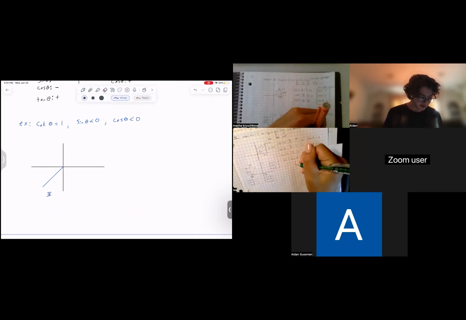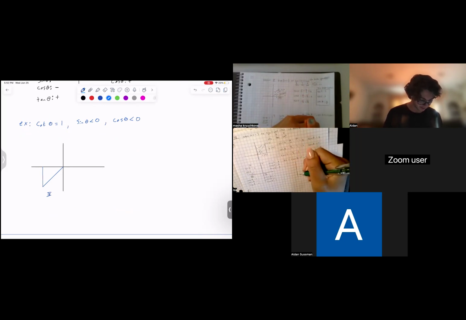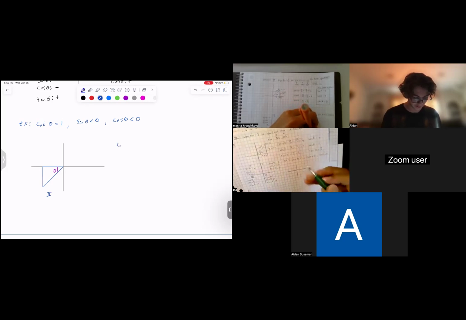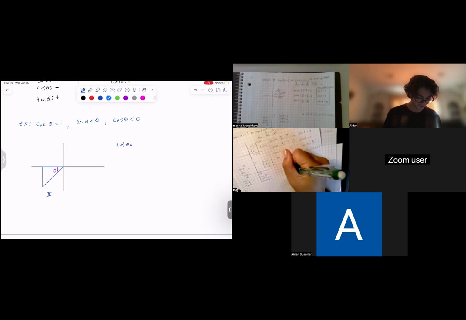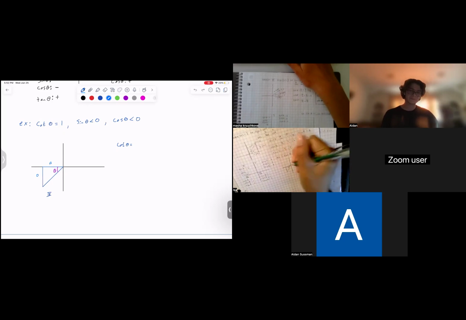Now what we need to do is use the facts about cotangent to draw our triangle. So we could draw our triangle, but we need to figure out what the sides are. So what does cotangent tell us? Cotangent is equal to what about our sides? This is the opposite side and this is the adjacent side. What does cotangent tell us?